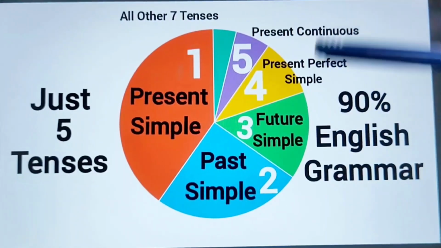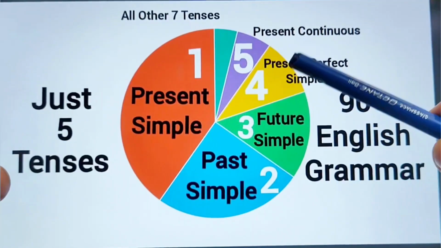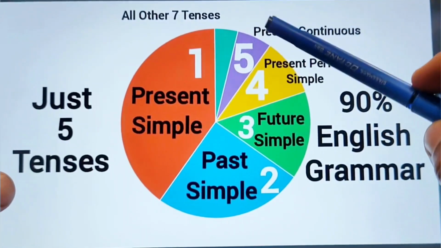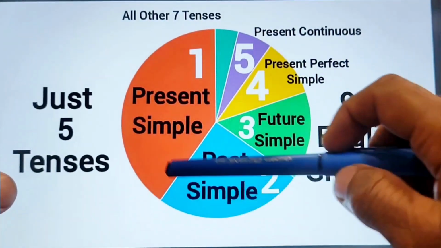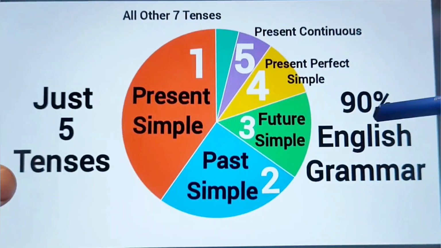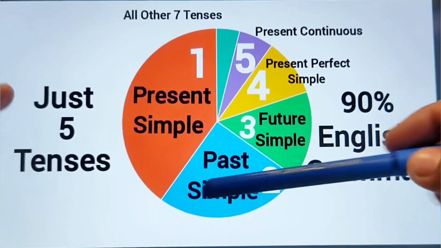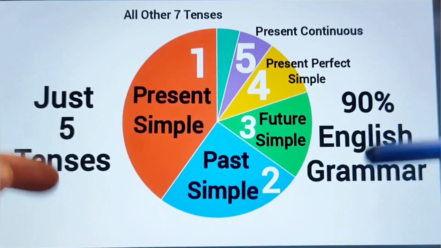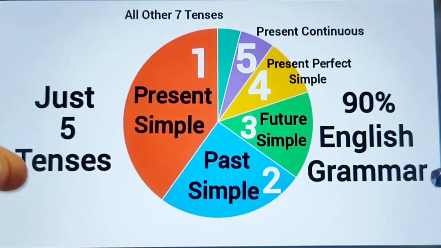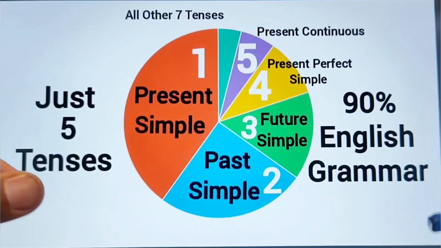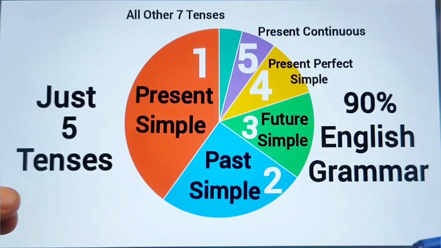The fourth tense we use in our communication is present perfect simple, number 4, and the fifth one is present continuous tense. So these 5 tenses cover about 90% of English grammar. If you learn these 5 tenses, it's very easy to understand English grammar, and you will be very fluent in speaking when you speak to someone, and conversation will be very easy for you.